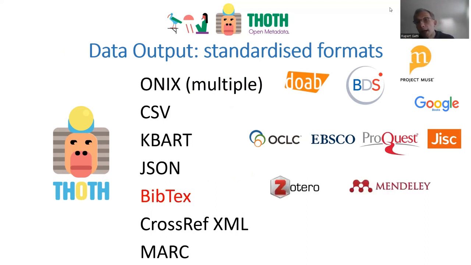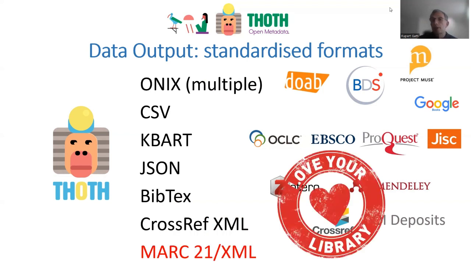We've got a JSON format, but another standard is BibTeX, which is used in Zotero and Mendeley. For publishers that want to submit multiple DOI submissions to Crossref, one needs to create the metadata in a Crossref XML schema, which again we can output. And of course, librarians love MARC, and so we can generate multiple formats of MARC, including MARC 21 and MARC XML.